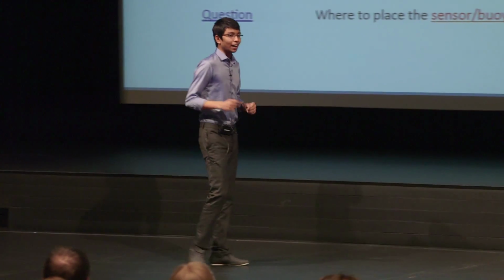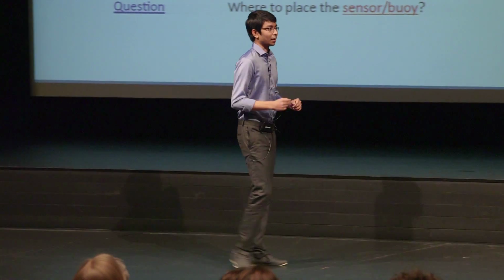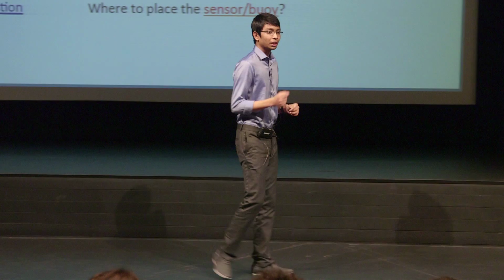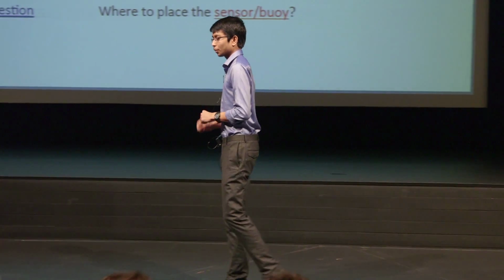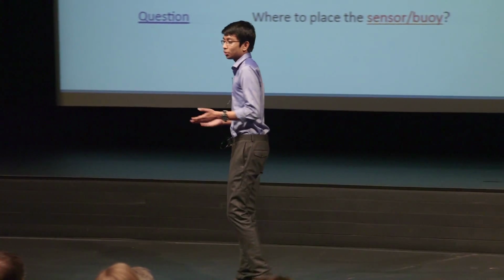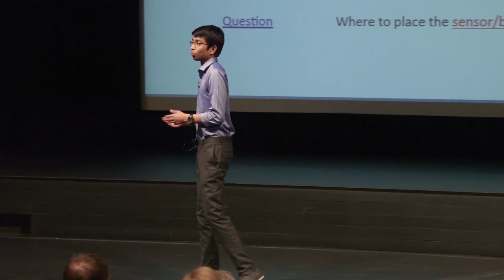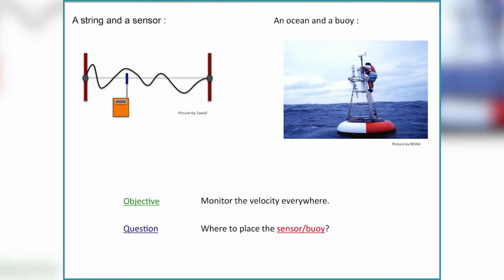So suppose I have a moving string, and I have a sensor that is measuring the velocity at one particular point from the entire string. And I am interested in finding the velocity at all the other points using that measurement. Now, of course, I can take as many sensors as I want and measure it almost everywhere, but that is not going to be very efficient or even feasible.